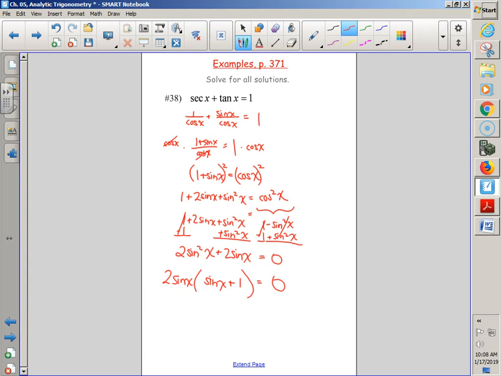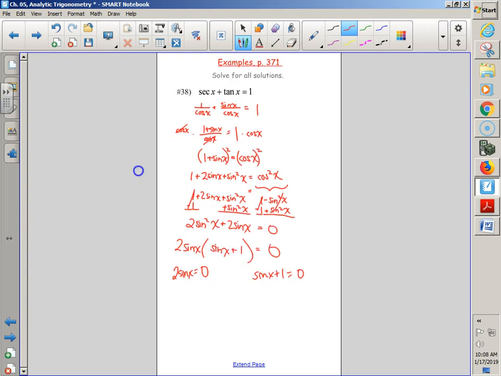One of the most common mistakes in factoring out GCFs is if everything factors out, there's a 1 remaining. Gotta hold the place. But what do I do once I have factors equal to 0? Set both equal to 0. So I can say either sine x equals 0 or sine x plus 1 equals 0.